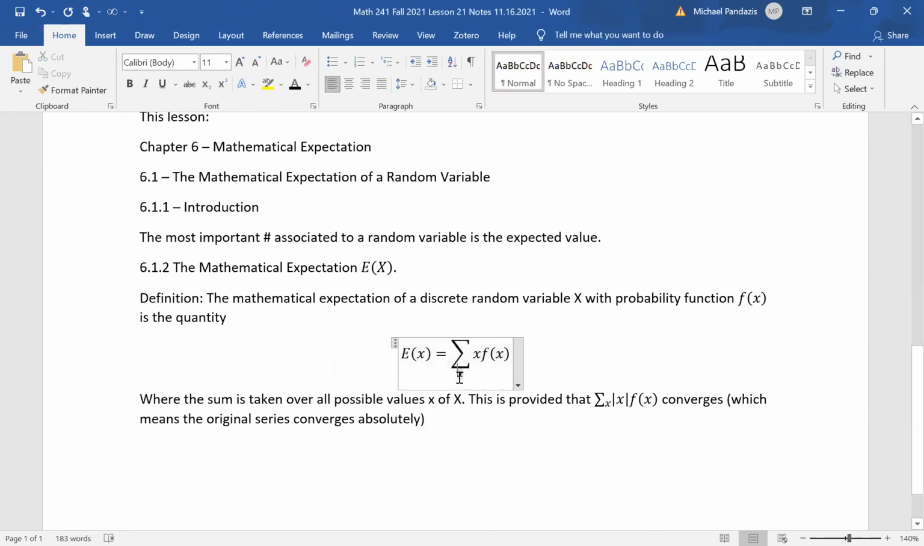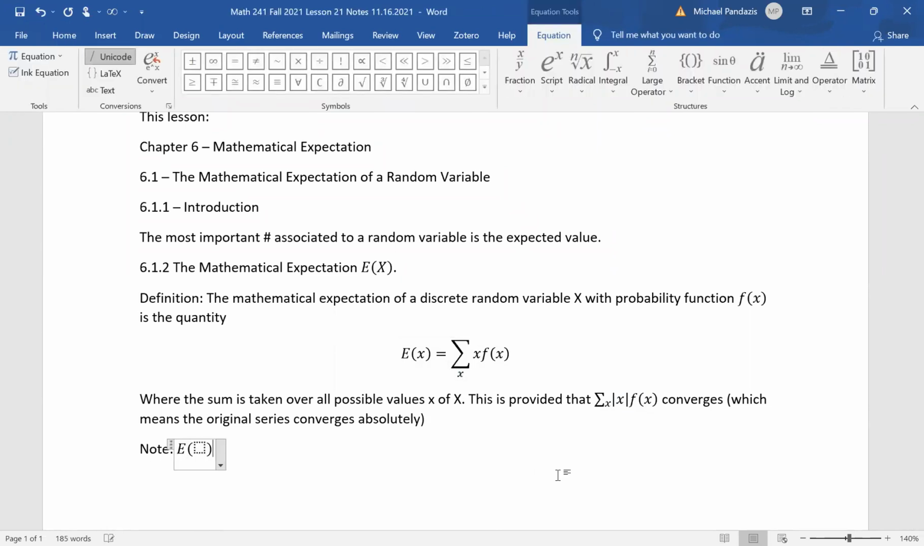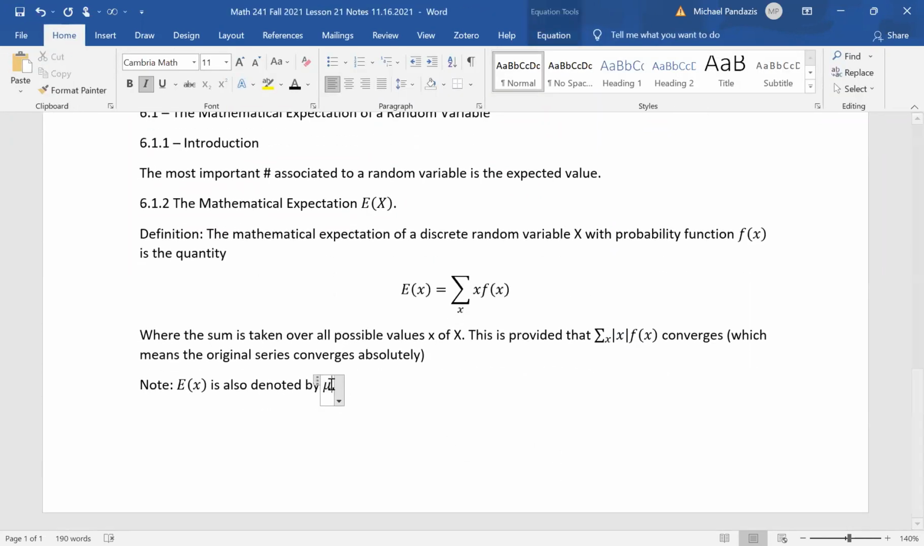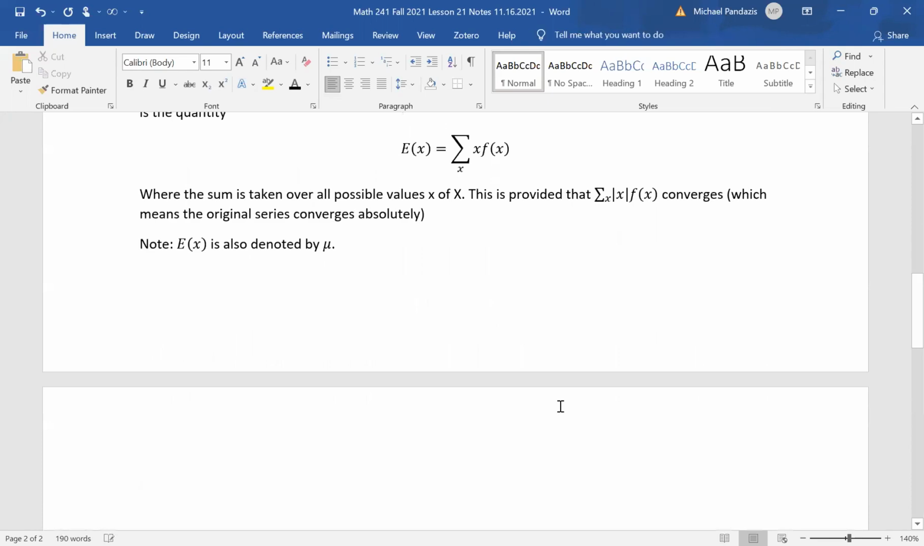It's a sum over all possible values of x times f of x. Note that E of x is also denoted by mu. This is the Greek symbol named mu. This symbol is often used to denote E of x, the mean or expected value of random variable x. So in example 6.1, we see what this is.